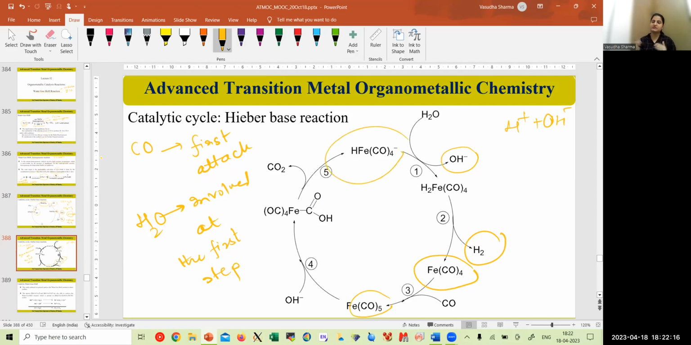So in both ways, either the carbon monoxide is coming at the first step or the water is involved at the first step, we ultimately end up having carbon dioxide with the release of H2. These are the two possibilities of the Hieber reaction, which is nothing but your water gas shift reaction.